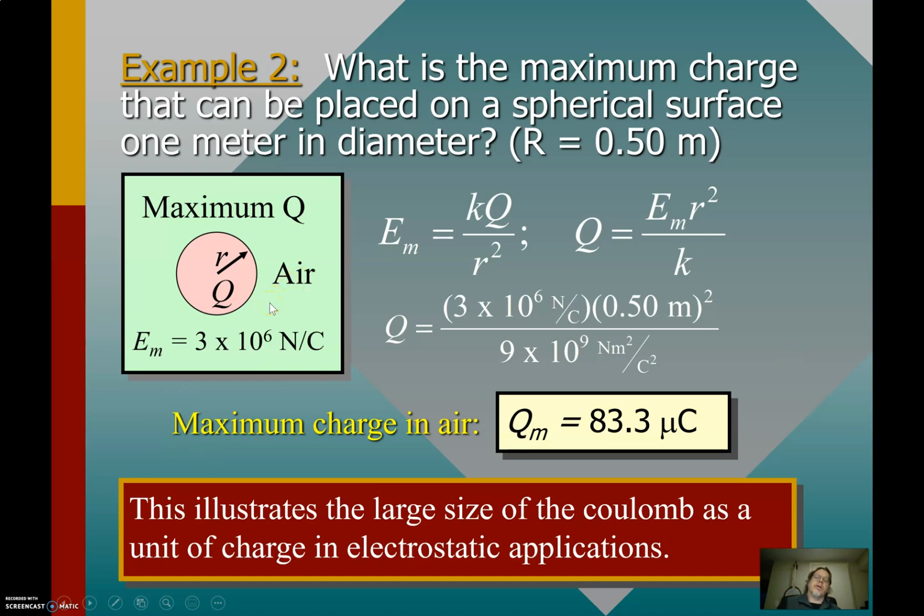So if you want to store a lot of charge on something, we don't have bigger balls. What we do is we add more people. The more people you have, the more area you have, and thus the more places you have to put charge.